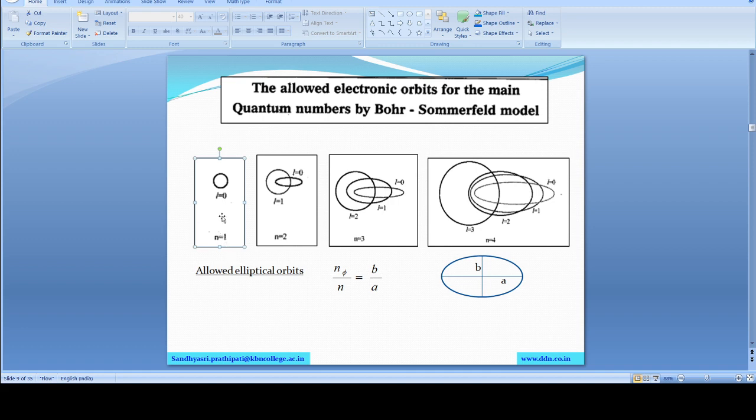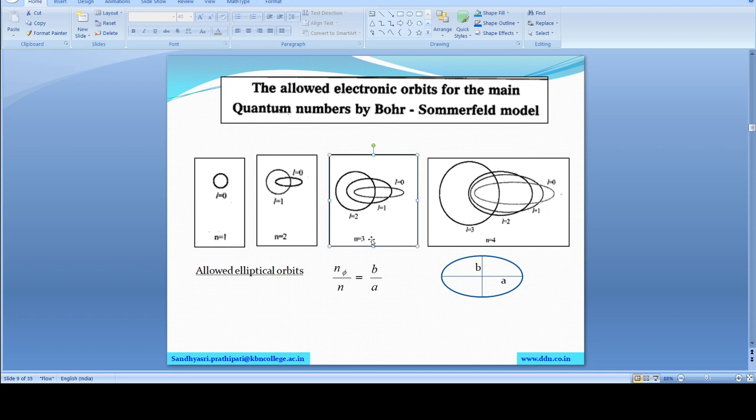For n is equal to 1, L is equal to 0. It is a circular orbit here, which coincides with the Bohr's circular orbit. For n is equal to 2, L is equal to 0 and L is equal to 1. For L is equal to 1, there is a circular orbit which is equivalent to Bohr stationary orbit. For L is equal to 0, it's an elliptical orbit. Totally 2 suborbits exist in the second shell.